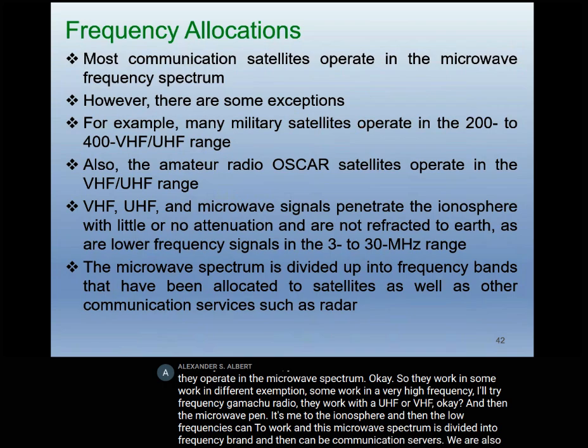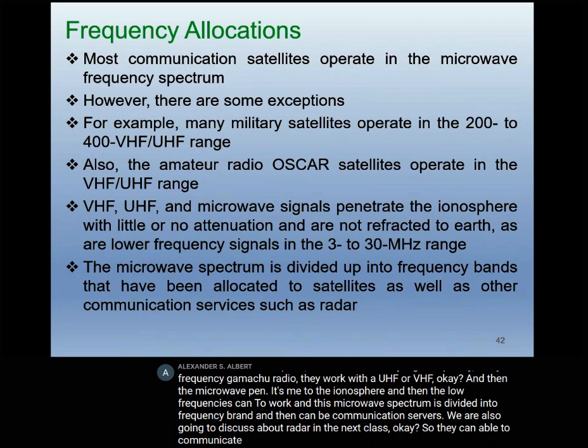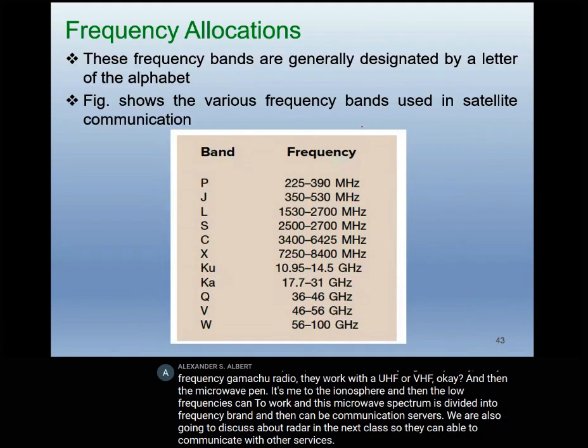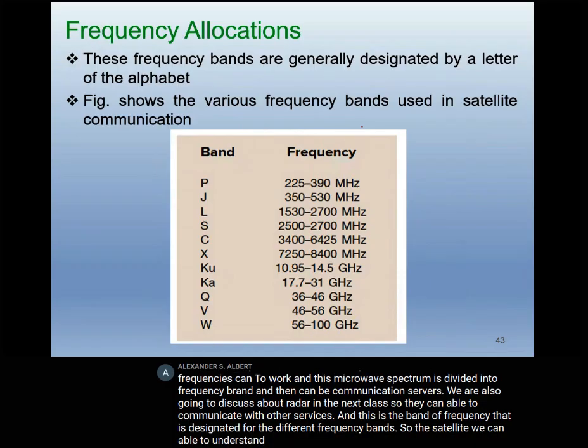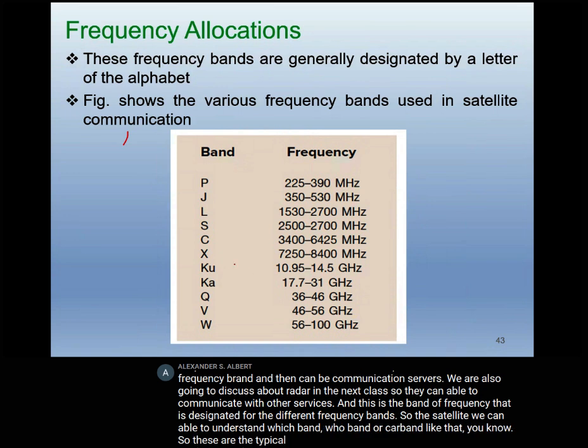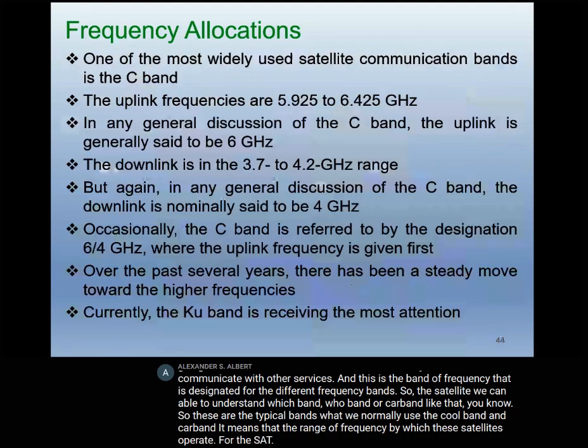We are also going to discuss radar in the next class. So they can communicate with other services. And this is the band of frequency that is designated for the different frequency bands. So for a satellite, we can understand which band it uses, Ku-band or Ka-band, like that. These are the typical bands we normally use, the Ku-band and Ka-band. It means the range of frequency by which these satellites operate for satellite communication.